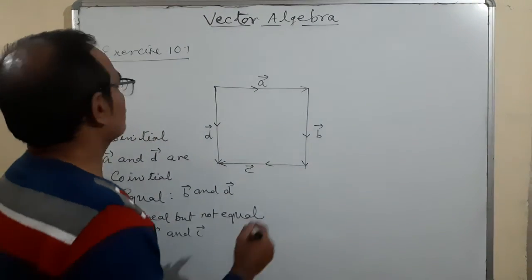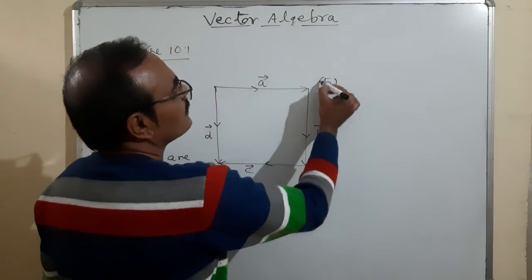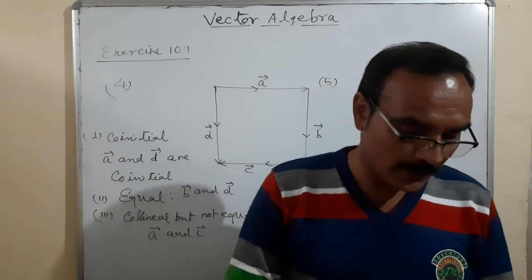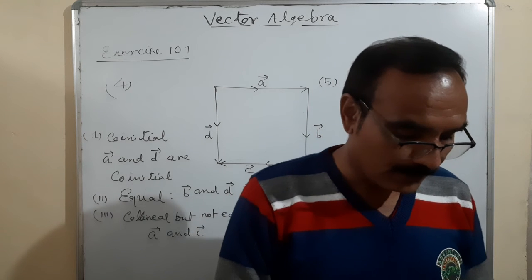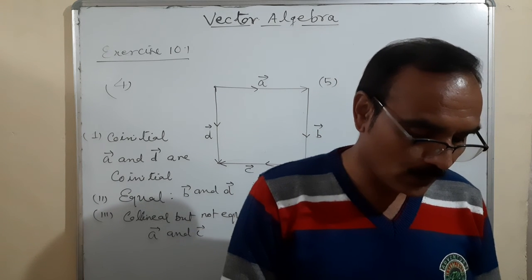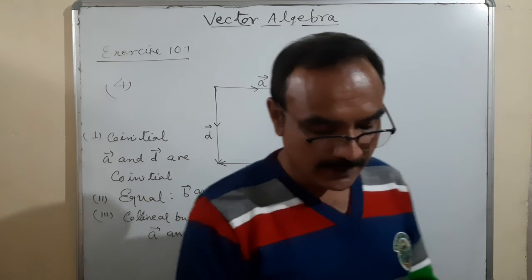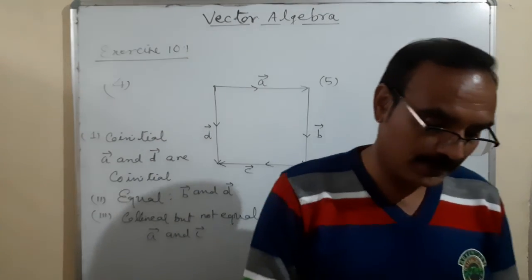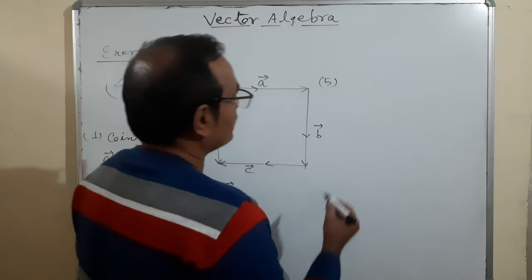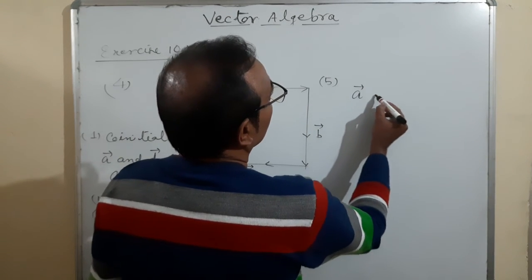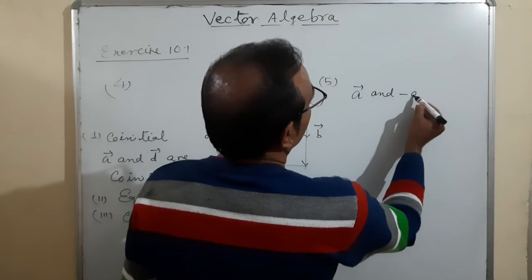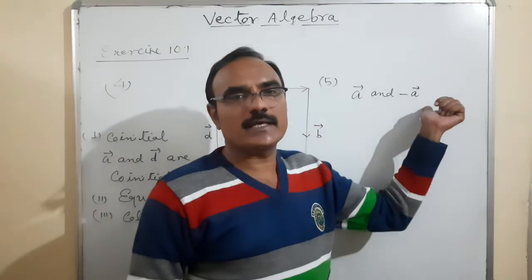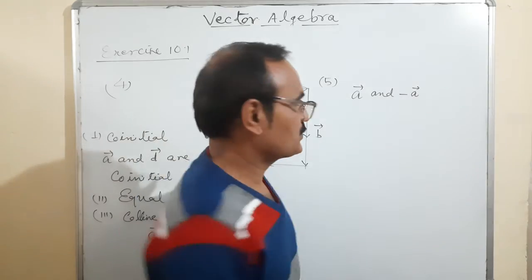Next question number 5 is, fifth question, answer the following as a true or false. Vector A and minus vector A are collinear. Yes, they are collinear. These 2 vectors are collinear, only they are not equal, they are opposite in direction. So yes.